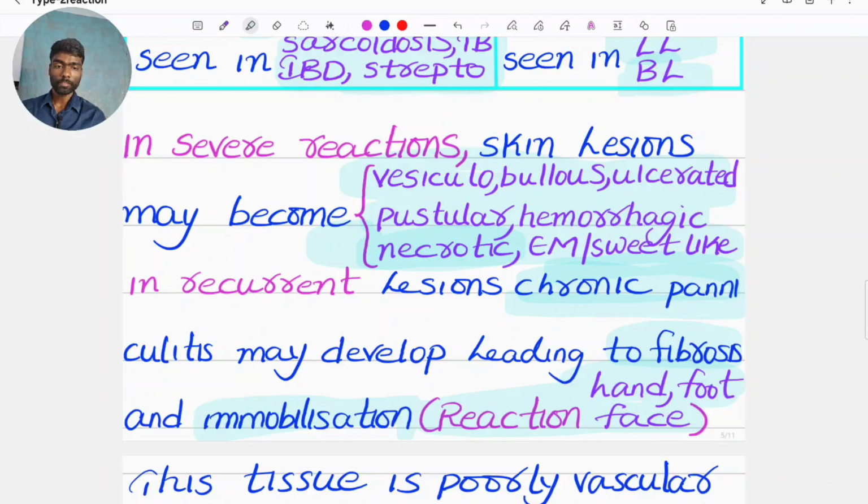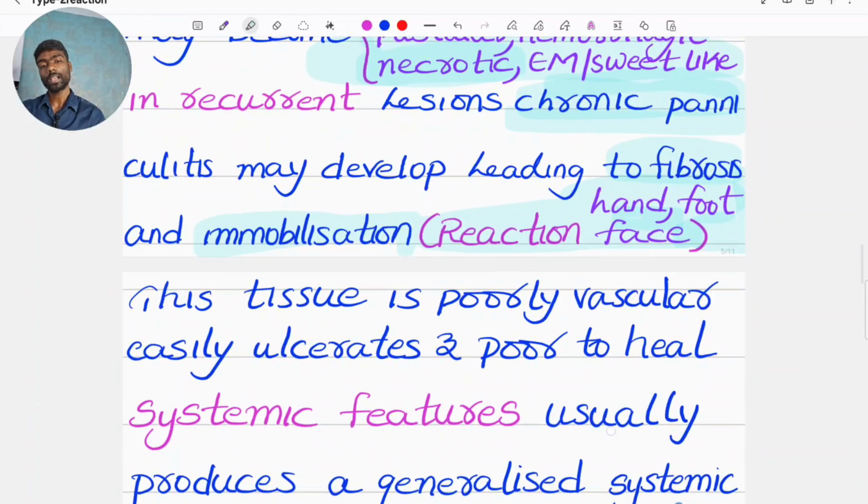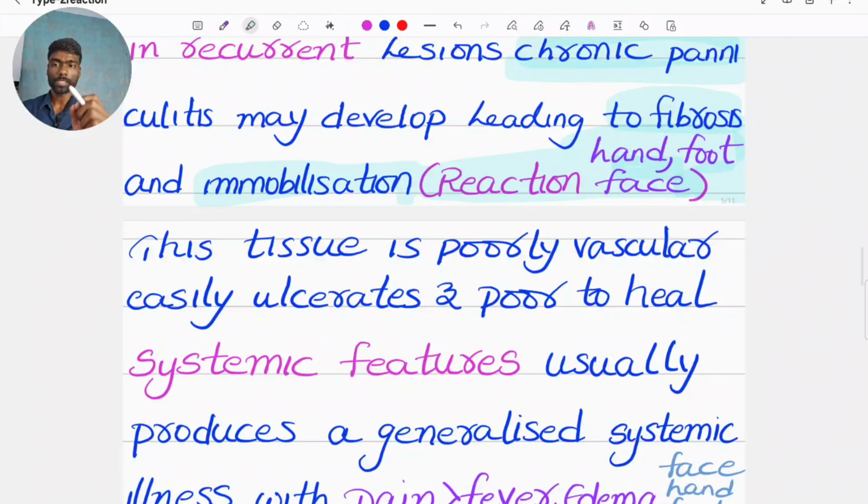What are the features of this reaction face, hand and foot? We will see in detail in future in the class on deformities of leprosy. Here this tissue is poorly vascular, usually easily ulcerates with slight trauma, and any wounds on this tissue, which is poorly vascular, will be poor to heal.